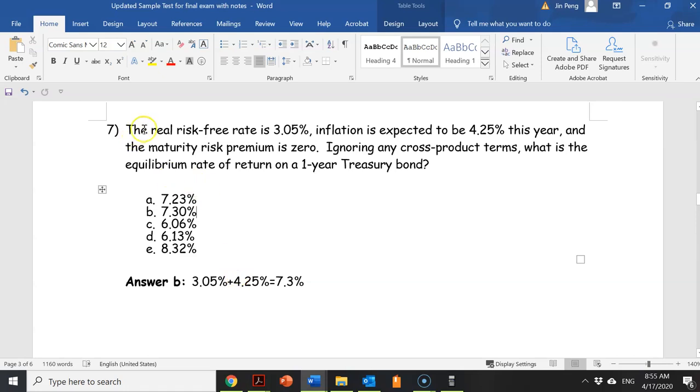Question 7. The real risk-free rate is 3.05%. Inflation is expected to be 4.25% this year. And the maturity risk premium is 0. Ignoring any cross-product terms, what is the equilibrium rate of return on a 1-year Treasury bond?